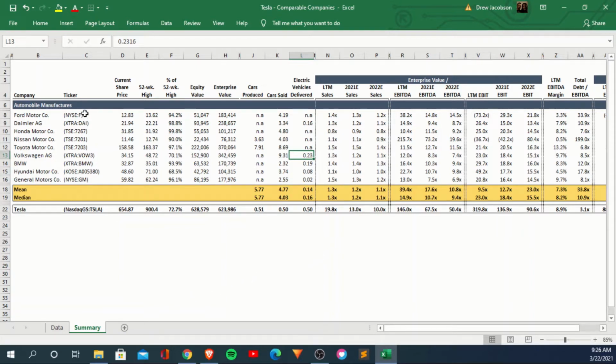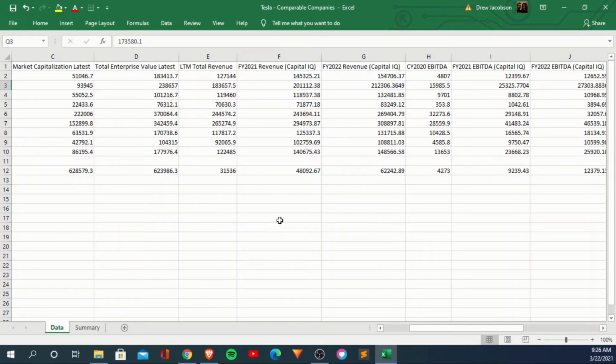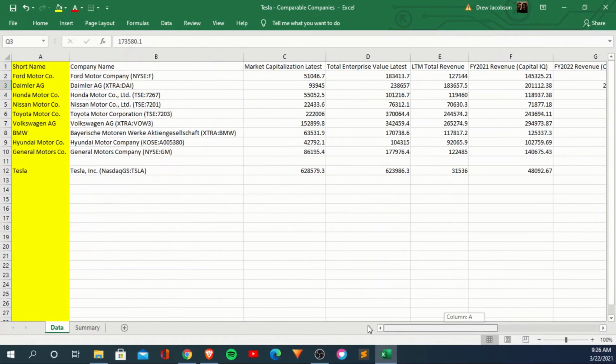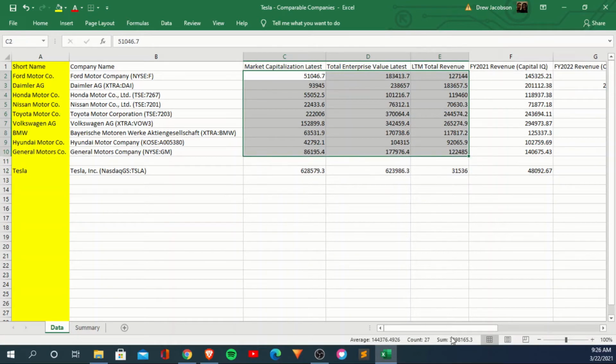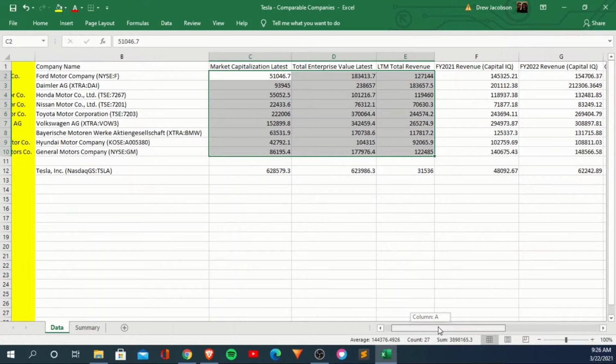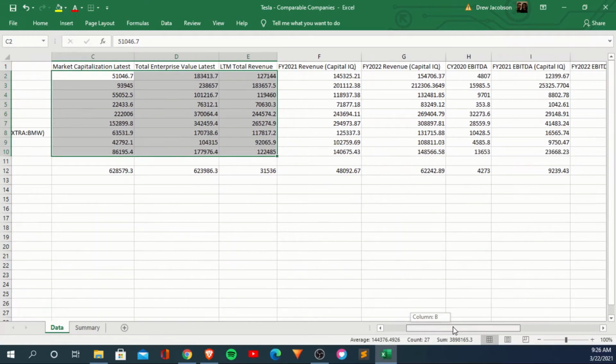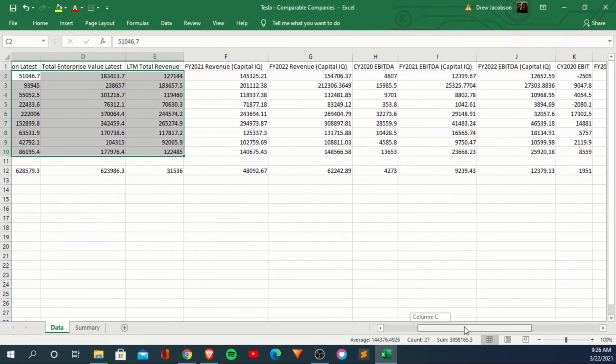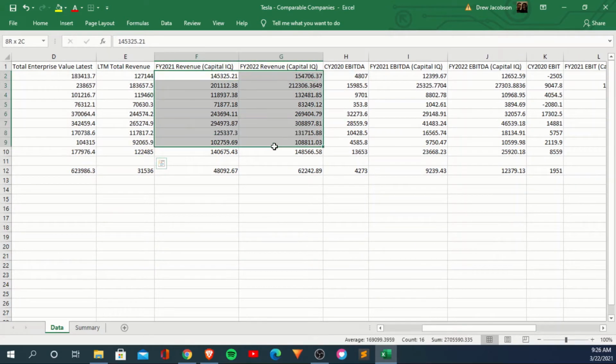Here are the stock tickers that CapIQ uses. And I mean, you could do this manually. If we go over to the data tab, you'll see market cap, enterprise value, LTM revenue. You could pull all those numbers out of filings. Obviously, you'd have to calculate enterprise value as market cap plus net debt. So you could do that. And then there are estimates. These are CapIQ estimates.